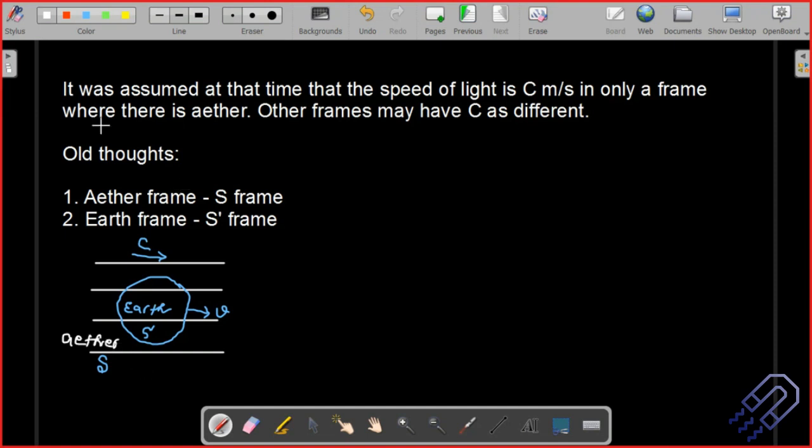Let's try to draw an image of whatever experimental setup was actually done by Michelson and Morley. I'm going to draw an image, and you should also be able to draw it whenever asked to explain the Michelson-Morley experiment. So if a question comes, explain the Michelson-Morley experiment, this diagram would be important.